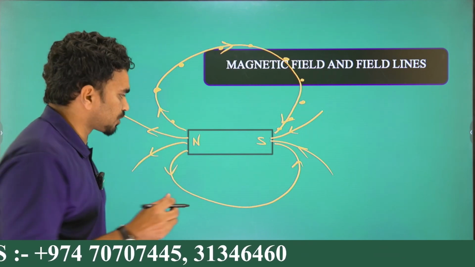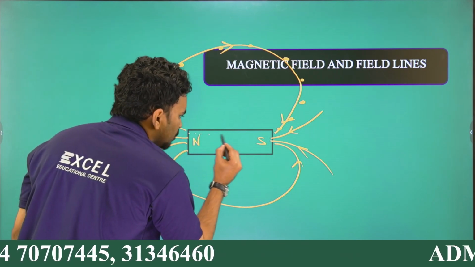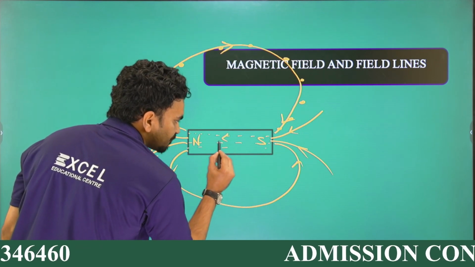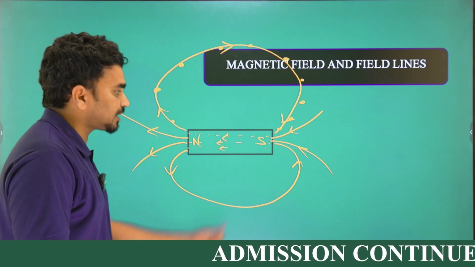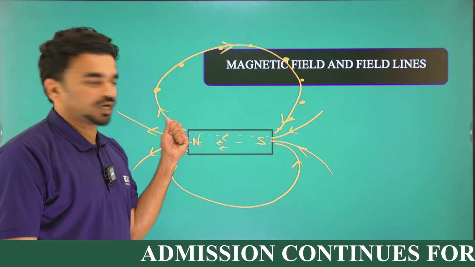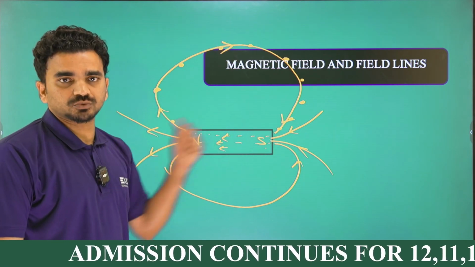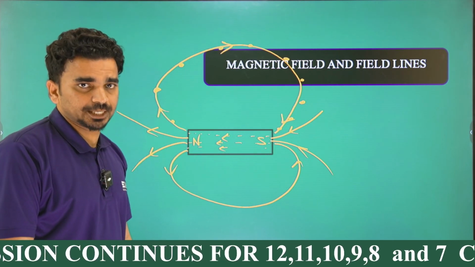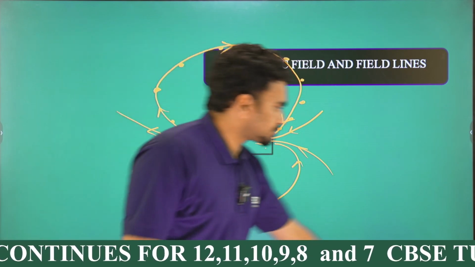Then one more thing you want to remember: inside the magnet also, magnetic field lines are there. We'll draw them as a dotted line, which is from south to north. Inside it is south to north. Outside, which way is it? North to south. This is the magnetic field lines of a bar magnet diagram. All right.